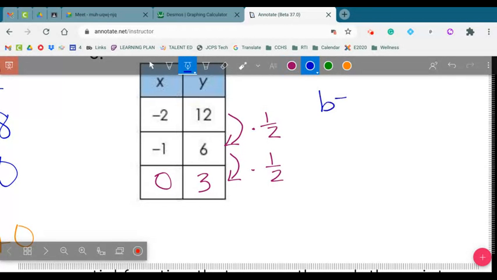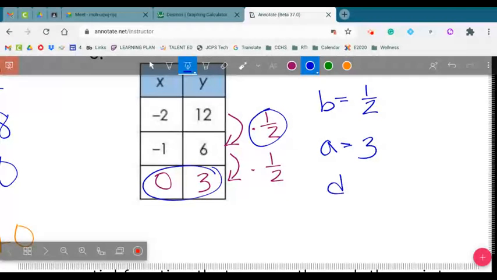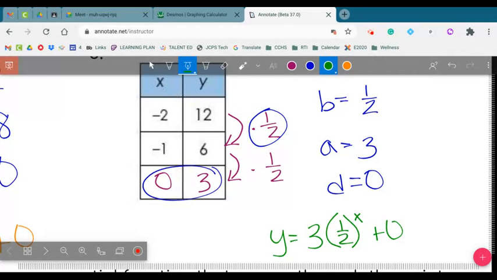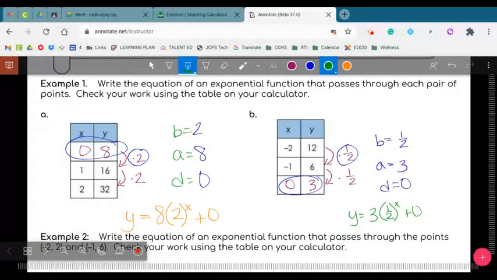So my b value equals 1/2 because it's my common ratio. My a value is my y-intercept, which is 3. And then my d value, like I said earlier, will always be 0. So y equals 3 times 1/2 to the x plus my d value, which is 0. The only thing different with this is you have to find your y-intercept.